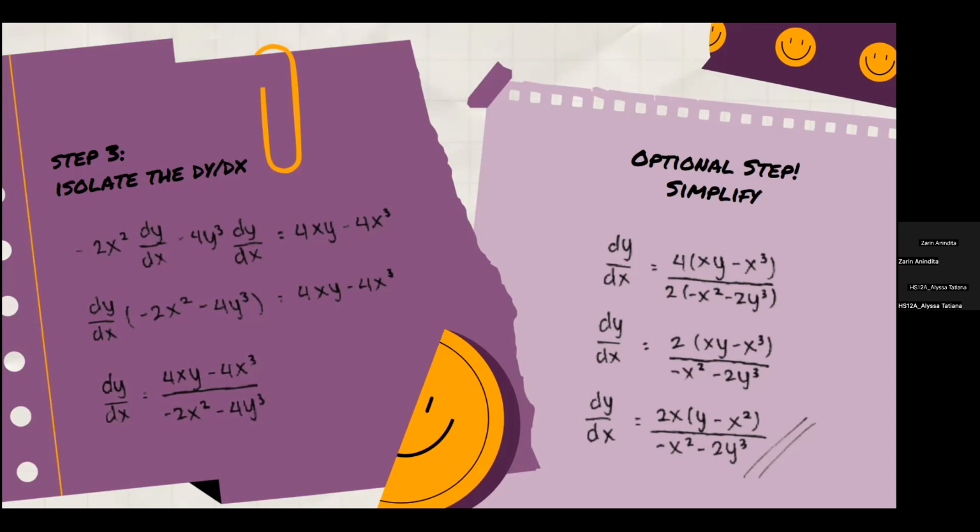And that can actually be the final answer. However, you can further simplify it. So you can factorize 4 in the numerator and 2 in the denominator. Hence, you can cancel out 4 and 2 with the remainder 2 in the numerator. You can also factorize the x in the numerator, and so the result will be dy over dx equals to 2x multiplied with y minus x squared over minus x squared minus 2y cubed. And that is the final answer.